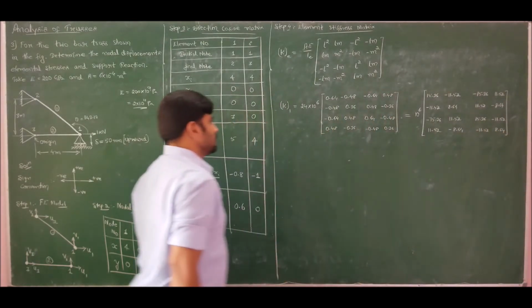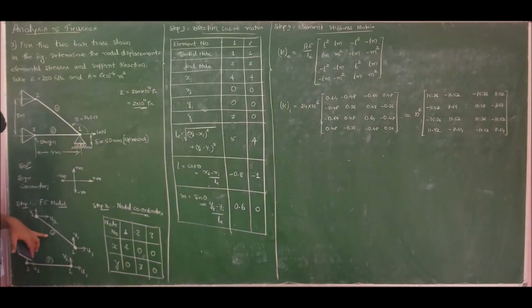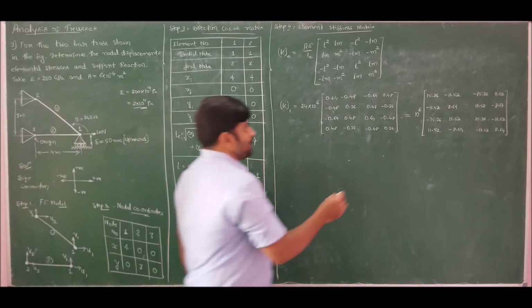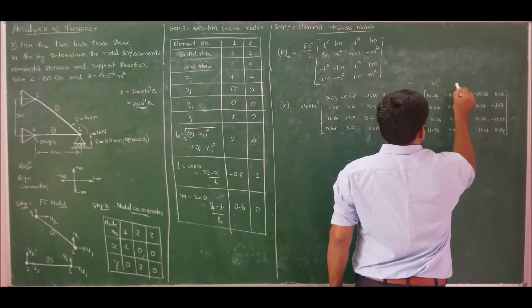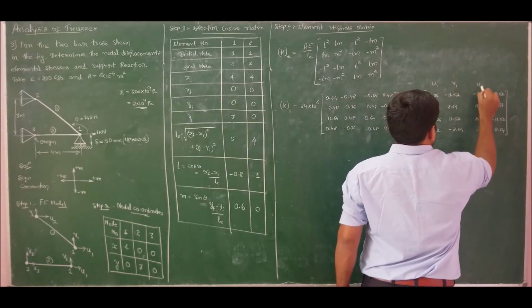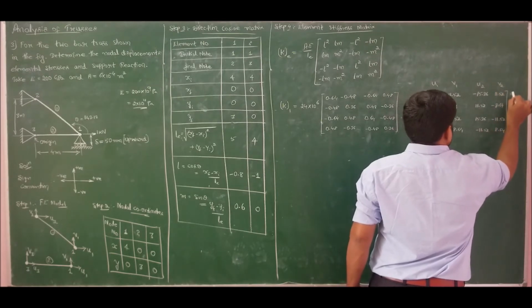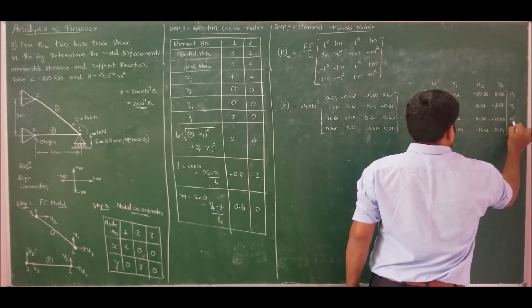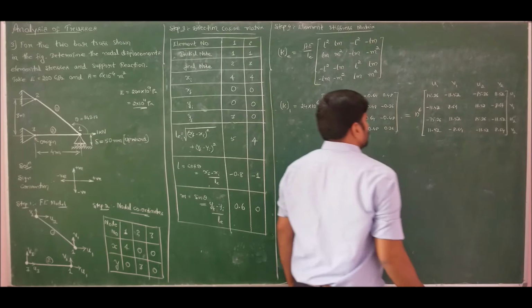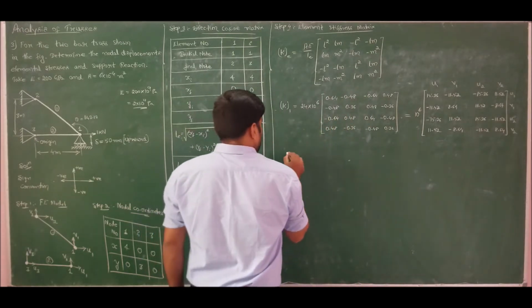Now coming for the displacements of element 1. For element 1, the displacements are u1 v1, u2 v2. So I write u1 v1, u2 v2 along the rows and the columns. Next, moving to element 2.